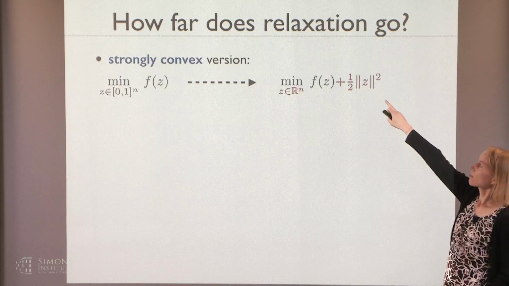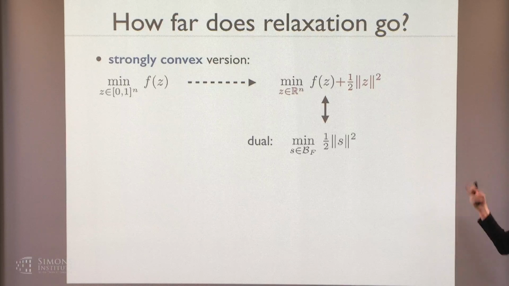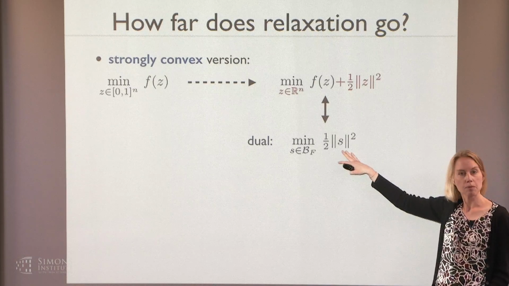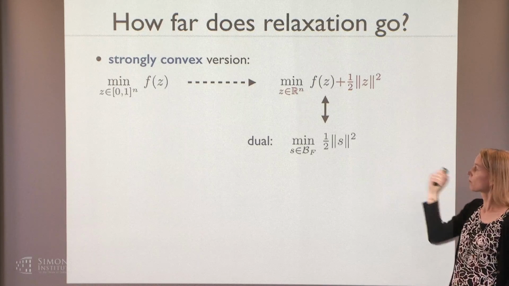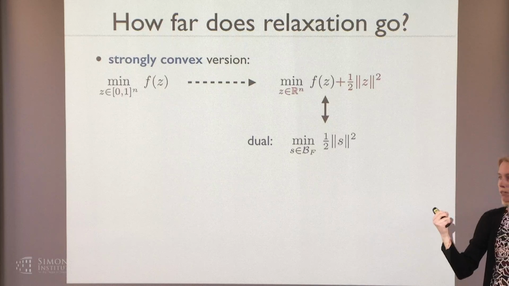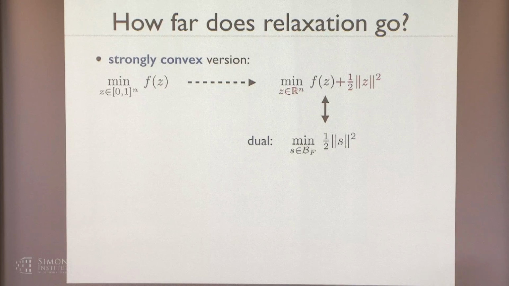The other interesting thing is now we can again look at the convex dual. The convex dual is a weird geometric problem. It finds essentially the projection of 0 onto my base polytope, where it finds the point with the smallest norm on the base polytope.